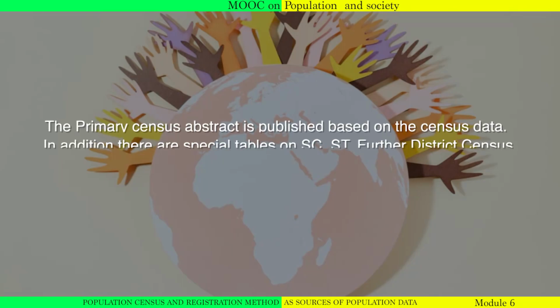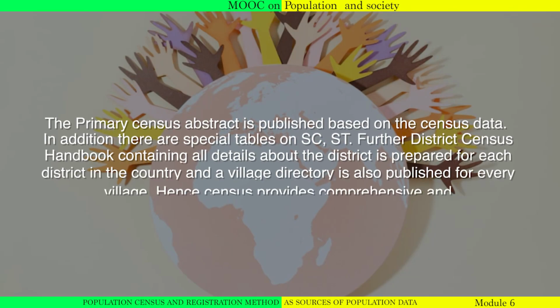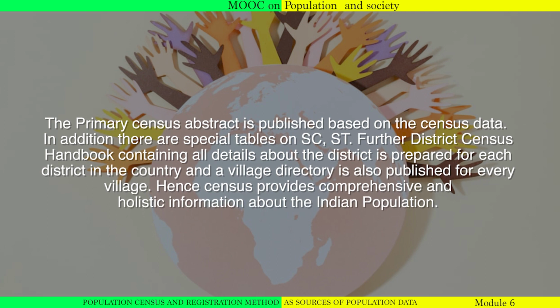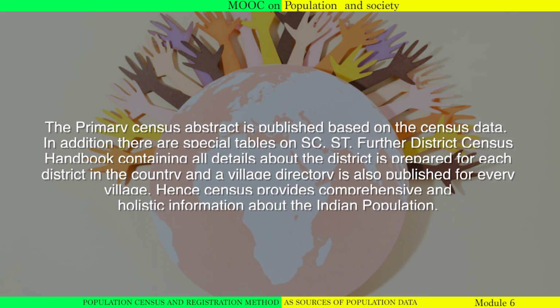The primary census abstract is published based on the census data. In addition, there are special tables on scheduled castes and scheduled tribes published by the census. Further, a district census handbook containing all details about the district is prepared for every district in the country, and a village directory is also published for every village. Hence, the census provides comprehensive and holistic information about the Indian population.